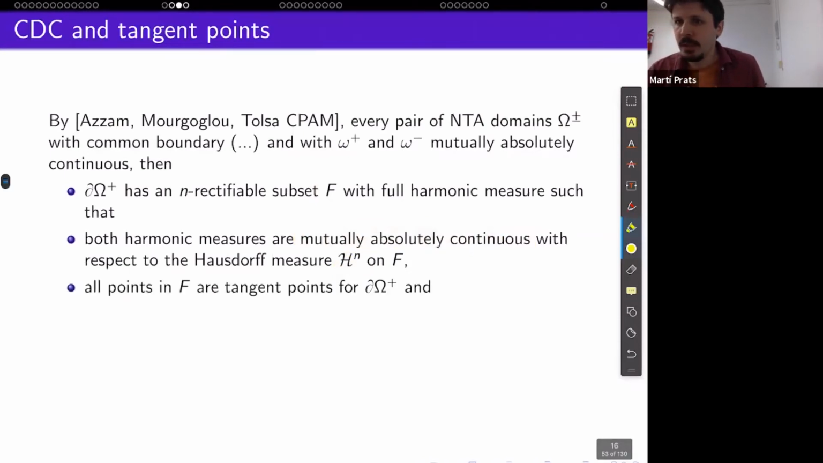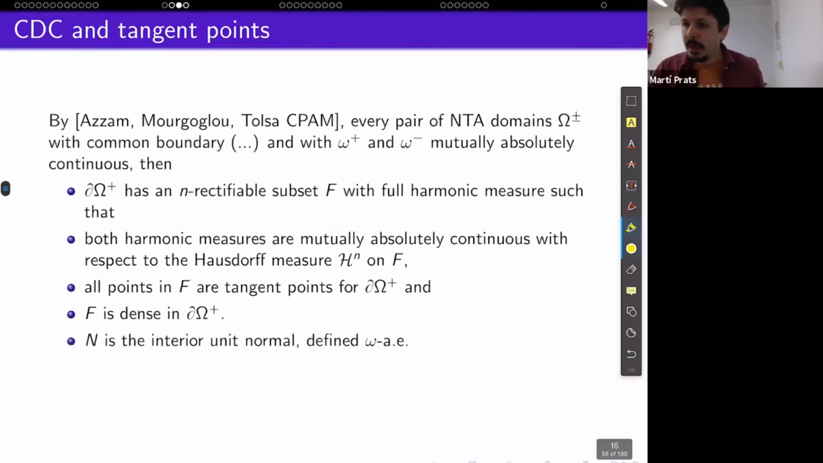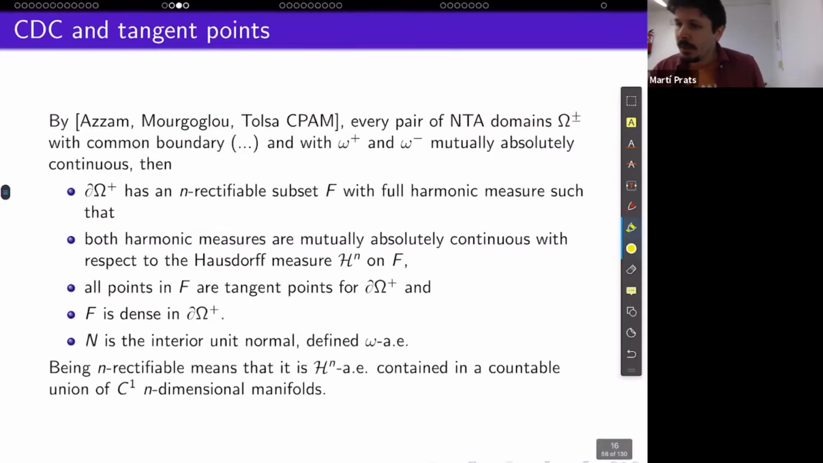That means that you have a tangent line at this point, a real tangent, not approximate, a real tangent there. Now F is dense in the boundary of omega. This is an easy consequence of the harmonic measure being supported everywhere in omega. And the normal vector, the interior unit normal, is defined omega almost everywhere. Now, being rectifiable means that almost everywhere with respect to the surface measure, the set is contained in a countable union of C1 n-dimensional manifolds, I guess.